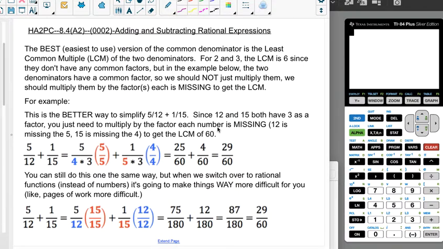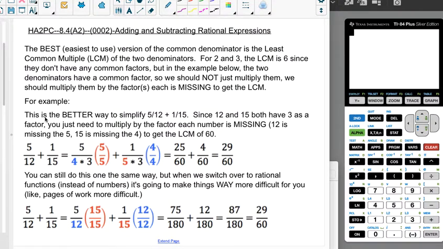So for example, in the last video, we saw a problem where the denominators were 2 and 3. The least common multiple is 6, since they don't have any common factors, right? So in this example below, we have two denominators that have a common factor. So we should not just multiply the two denominators. We should multiply them by the factors or factor that each is missing.